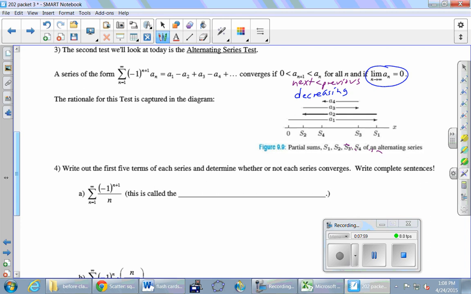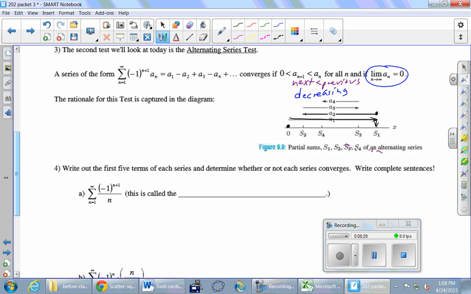So here's why that is true. Suppose that we look at this diagram right here. Starting at 0, I'm going to add a1, and I'm going to land over here at what we're calling the first partial sum. We saw this notation earlier. S1 is the first partial sum. And then I'm going to add a2, except it's a subtract, because of the way this alternating series is set up. So if adding sends me to the right, then subtracting must send me to the left.